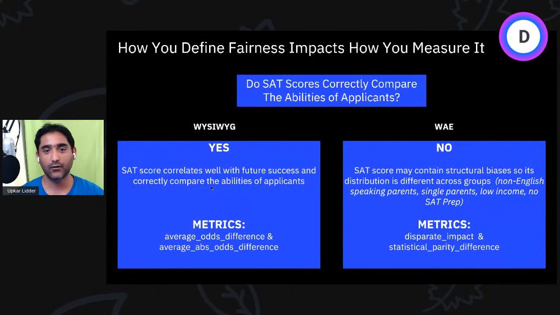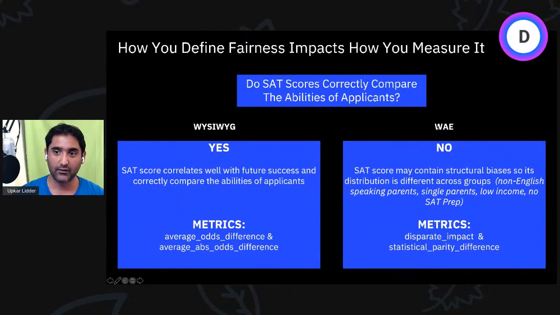Now, within group fairness, there are two different worldviews again. If I were to ask a question, do SAT scores correctly predict the abilities of the applicants? One worldview is what you see is what you get, which essentially is saying, yes, SAT scores correlate well with future success and correctly compare the abilities of the applicants. If that is your worldview, you look at certain metrics, just like we saw before.